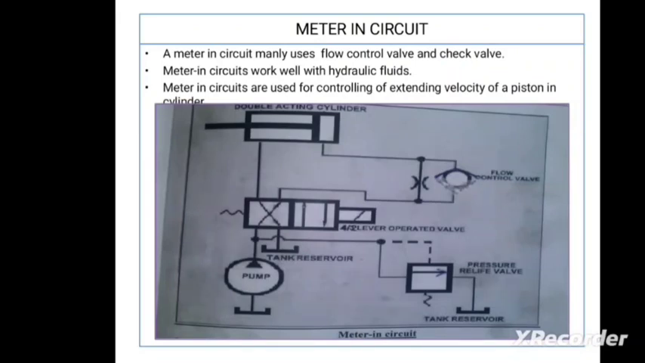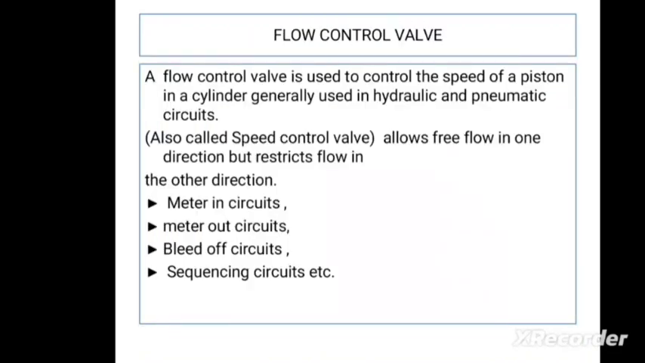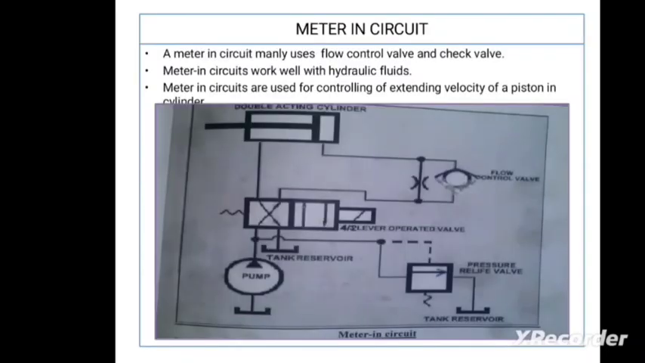During the extension stroke, the working medium enters the cylinder through the flow control valve. Here the working medium is oil, because it is a hydraulic circuit. For a hydraulic circuit, the working medium is oil. The retraction stroke is nothing but the reverse stroke. During the retraction stroke, the working medium enters the tank through the direction control valve. For the return stroke, there is no flow control valve or check valve. It directly enters the reservoir with the help of the direction control valve.